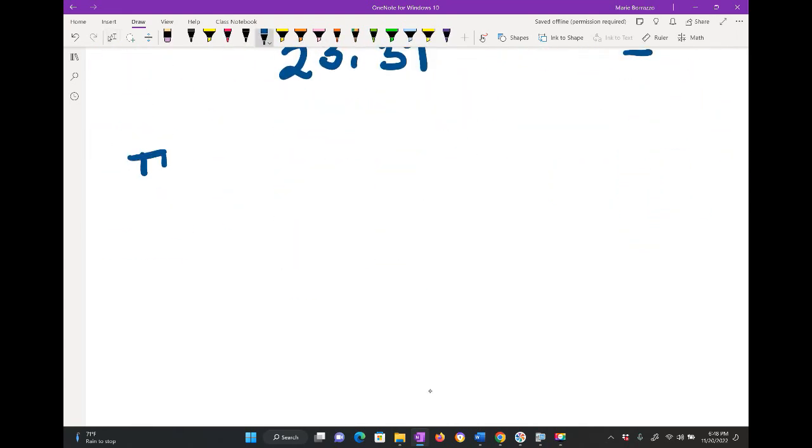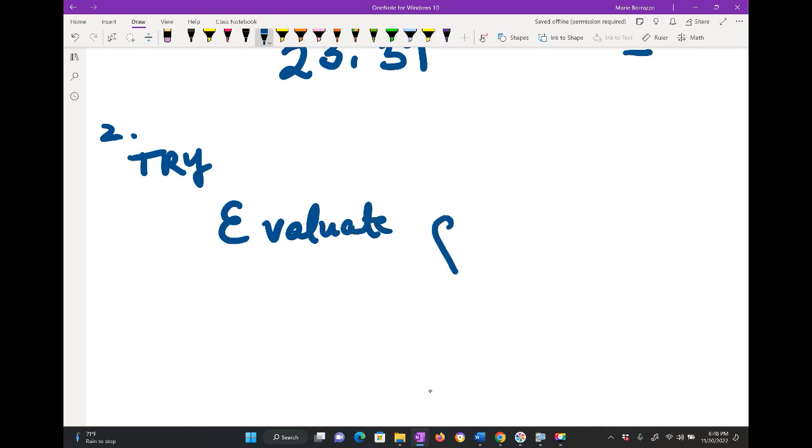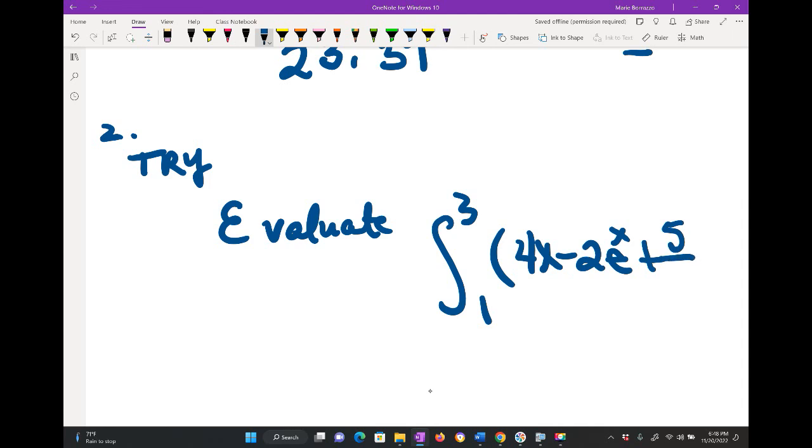So this is a try question for number 2. Again, remember we skipped number 1. I will go back to it. So they're asking us to evaluate the following area, from 3 to 1, given 4x minus 2e to the x plus 5 over x dx. And we do the same thing. We evaluate this.